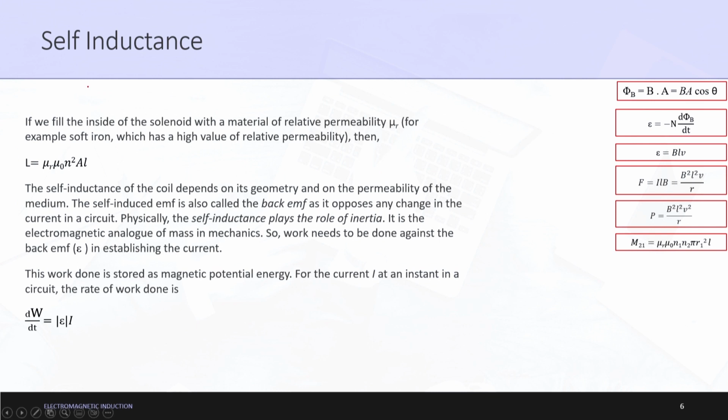So, just reiterating the concepts written here, if we fill the inside of the solenoid with a material of relative permeability mu r, for example soft iron which has a high value of relative permeability, then capital L is equal to mu r multiplied by mu naught into n square into capital A into small l. Let us move on to the next concept. The self inductance of the coil depends on its geometry and on the permeability of the medium.